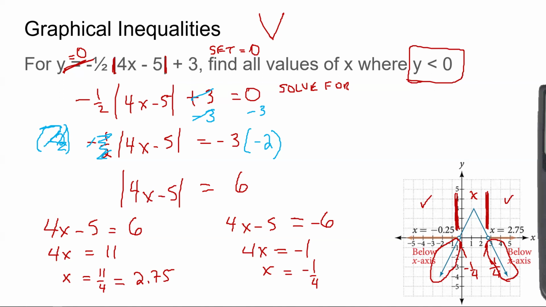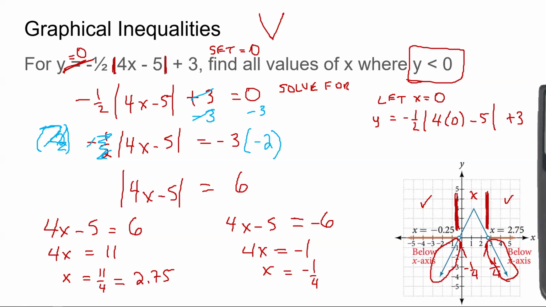Okay, so just let those 2 points that you find break the number line there, and worst case, remember how we did last time? We just drop some numbers in, see what happened. 0 is here in the middle case, so that might be an easy one to check. If I let x equals 0, then I want to drop that into y equals negative 1/2, absolute value of 4 times 0 minus 5, plus 3.